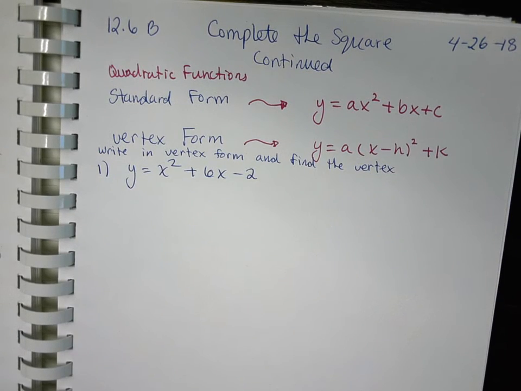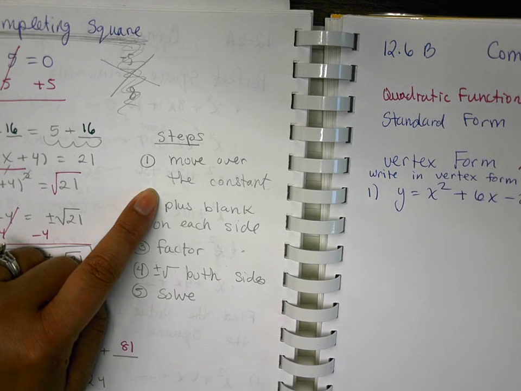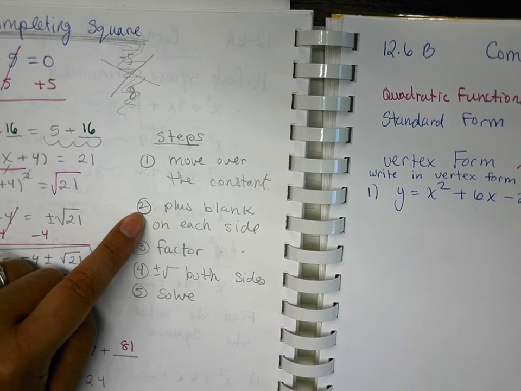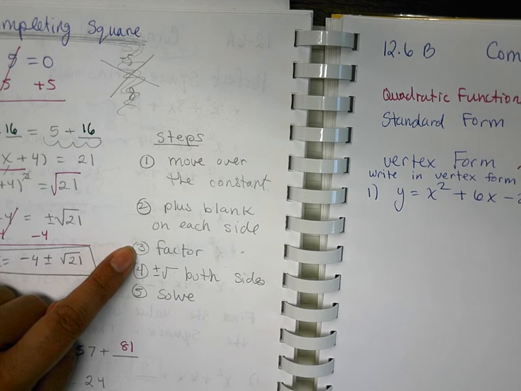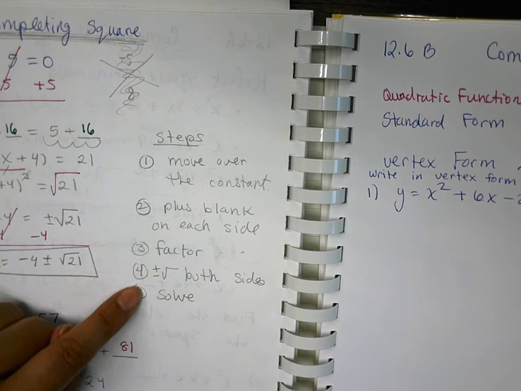Okay, so what was step 1 from yesterday's or Tuesday's lesson? Move over the constant. Step 2? Plus blank on each side. Step 3, factor. Are we going to do step 4 or 5 on this one? No, because we said no square root and no solve.